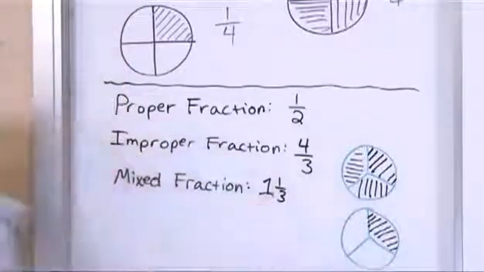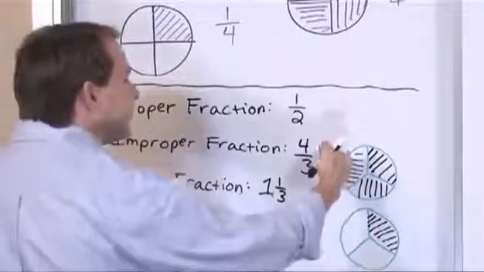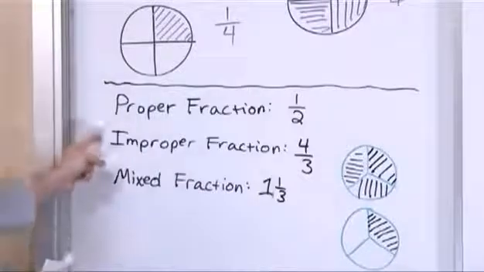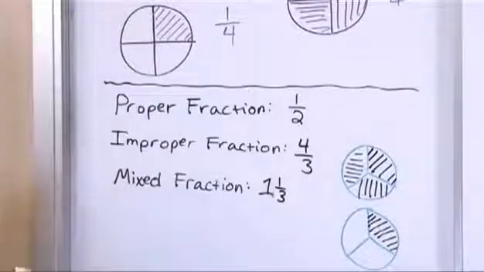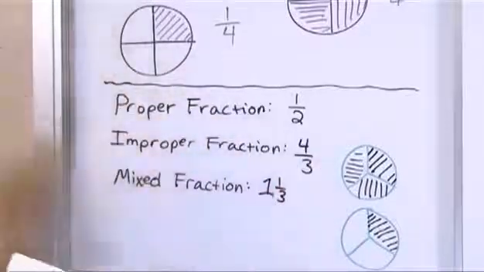Now, I've chosen this stuff very carefully because 1 1/3 pieces of pizza is exactly the same as 4/3. And I'm going to show you a little bit later how to convert back and forth between improper and mixed. So don't worry about that right now, about how to actually know when these things are equal to each other. That's okay. We're going to get to that.